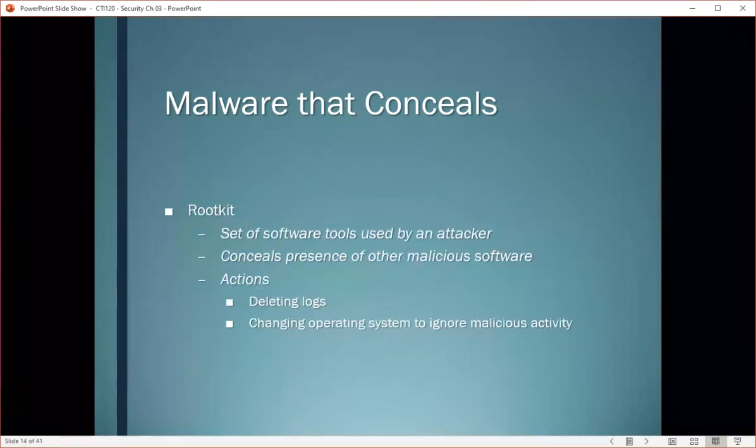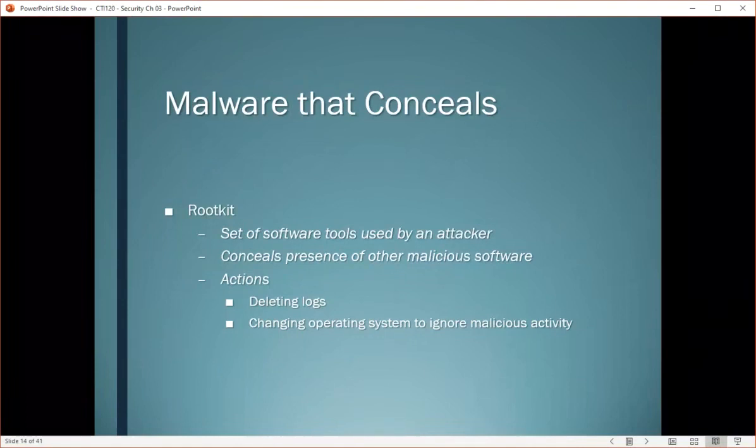A rootkit is a set of software tools used by an attacker that tries to gain what they call root access, trying to gain access to the root drive, the root directory, administrative capacity. Now, a rootkit not only will conceal itself, but can sometimes conceal the presence of other malicious software. So a lot of these, whether they intend to or not, will often work in tandem to try and conceal their actions and make them more efficacious.